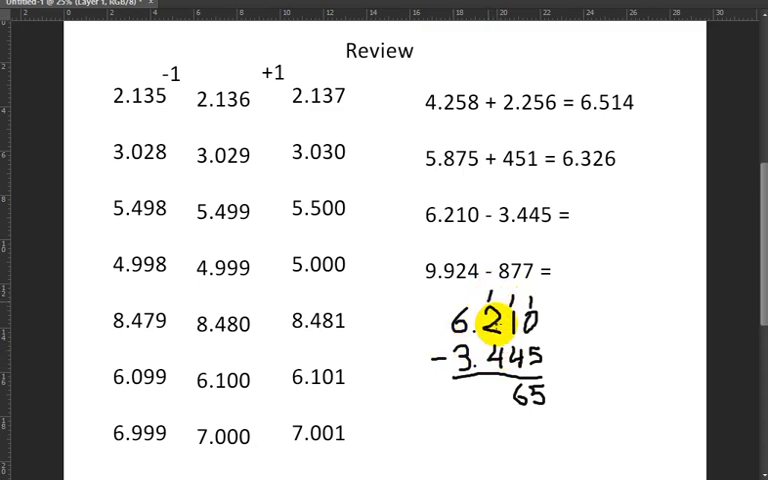Can't do that, so I borrow again. 12 take away 5, which makes 7. I return this to the 3, it becomes 4, and I say 6 take away 4, which makes 2. So my answer is going to be 4,765.